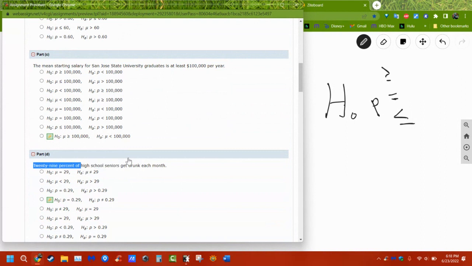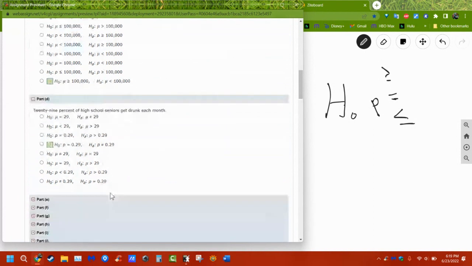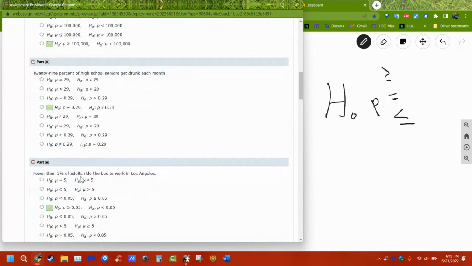So here they don't have an other thing. They're just saying that they get drunk each month. So that's an equal sign. They're not asking about less than or greater than in these cases. So you just kind of have to read through them and figure out which things you're going to have.